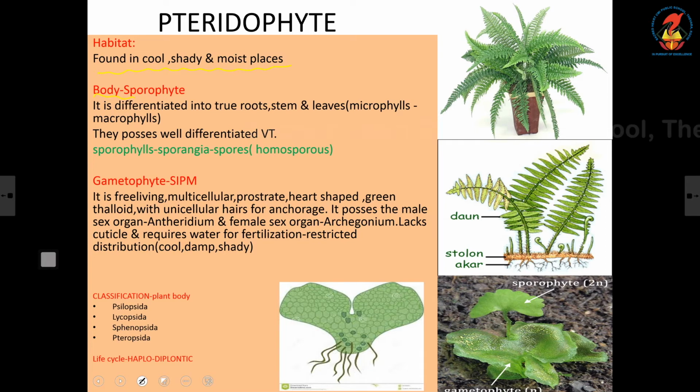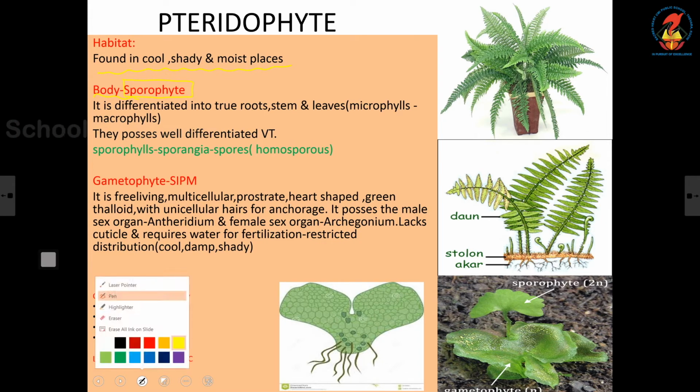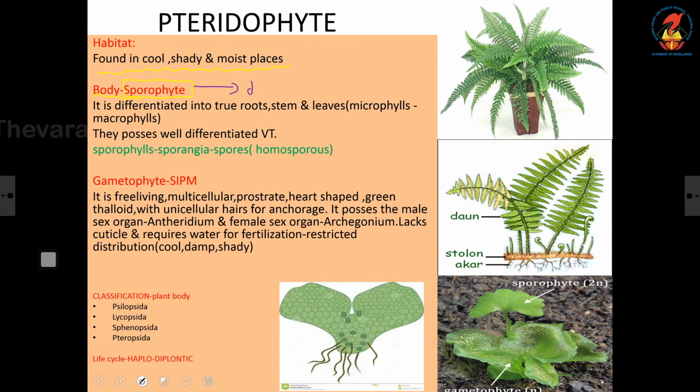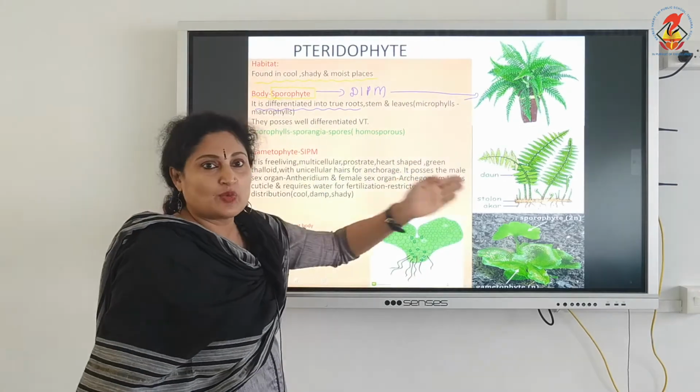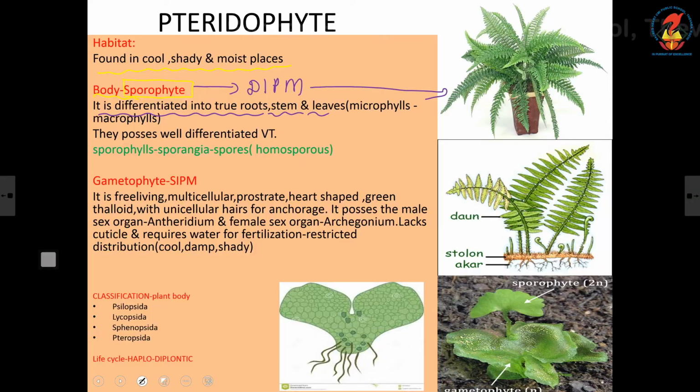And here the real plant body is the sporophyte. So all this while, in algae and bryophytes, the real plant body was a gametophyte. Now a switch over. It has become more advanced. The real plant body is a sporophyte. So the sporophyte is DIPM. I can blindly write DIPM: dominant, independent, photosynthetic and multicellular. Let's check the structure of the sporophyte. It is differentiated into true roots. Earlier we said false roots, root-like, leaf-like, stem-like, but now it has become more advanced. It has true roots, true stem and true leaves.